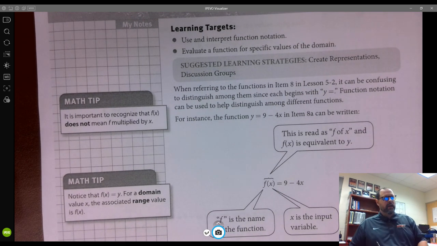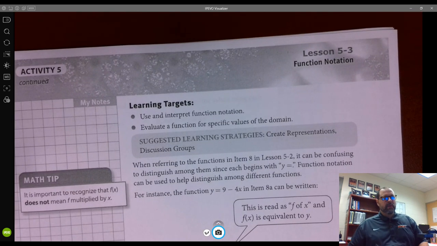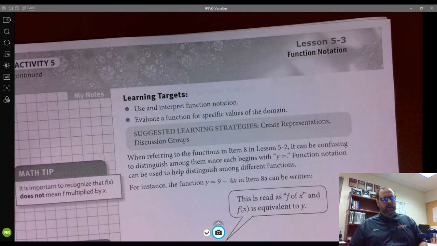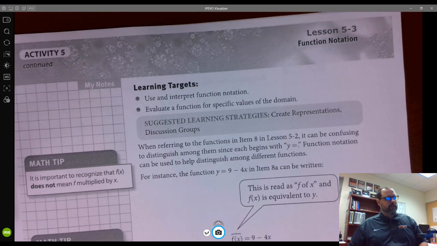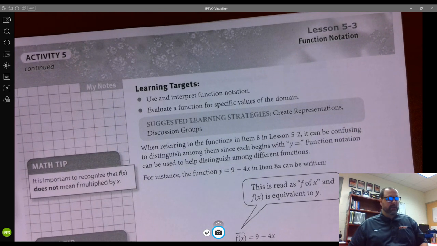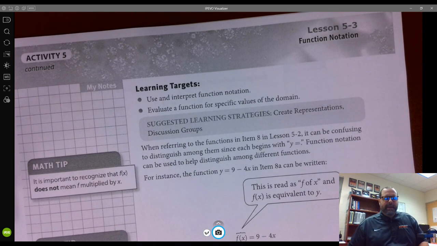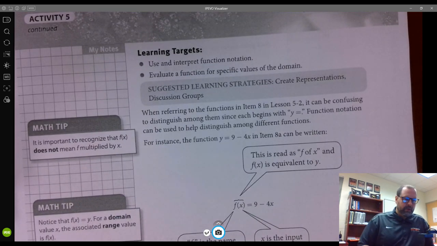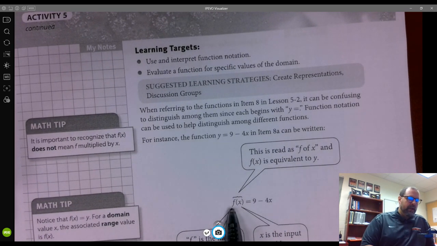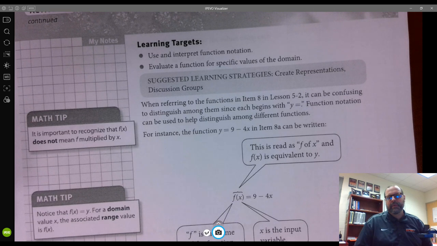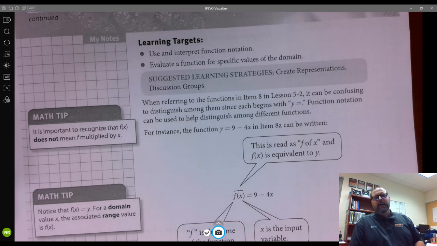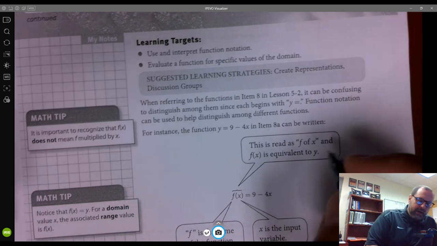We're going to go over today lesson 5.3 in your book. We're going to use your book for most of the notes. We're going to talk about function notation. To put it simply, function notation is writing functions instead of using y equals. We're going to use a letter and then x. Very often f is going to be the most popular. Just like we could do anything with y, we could have z equals, but we usually do y.